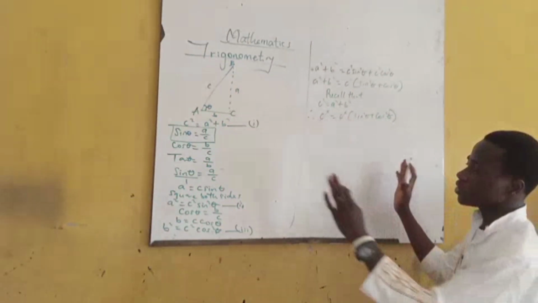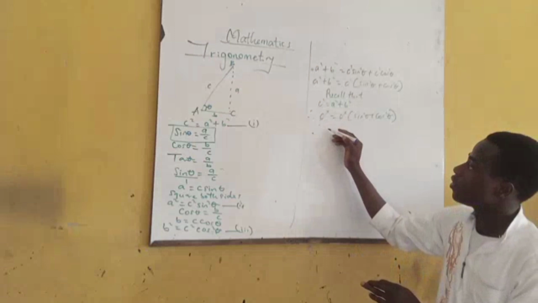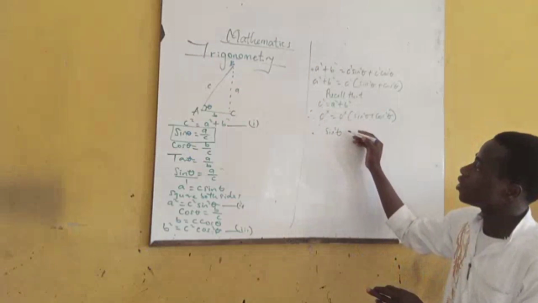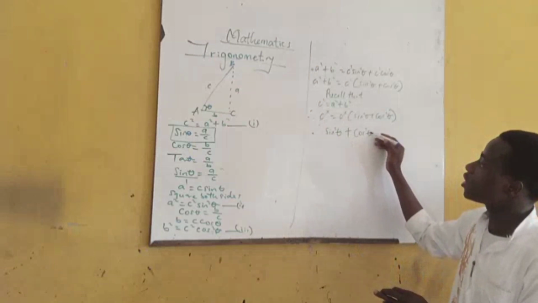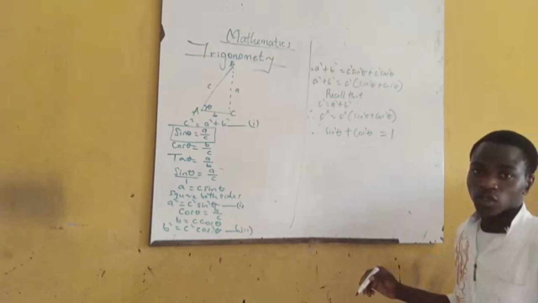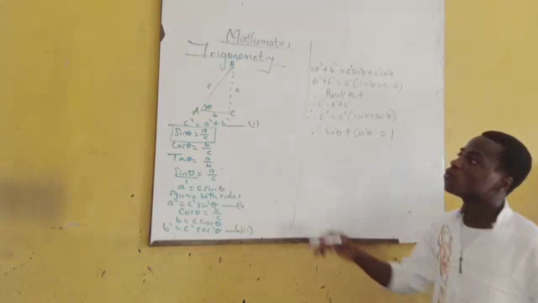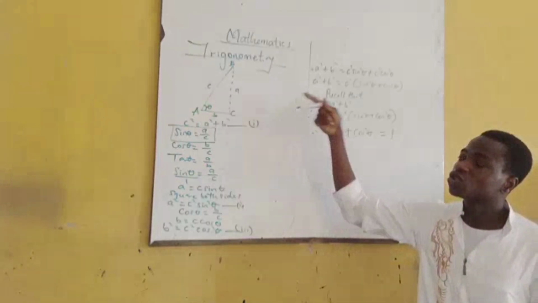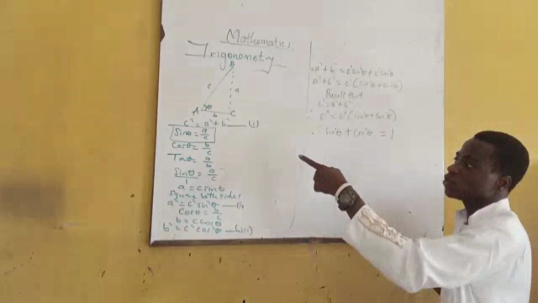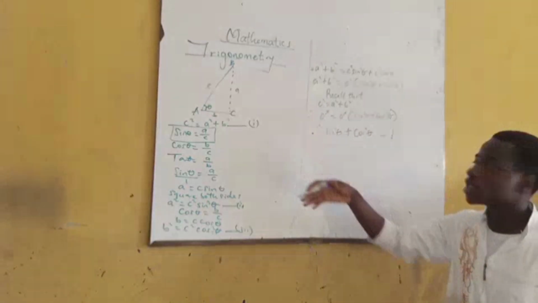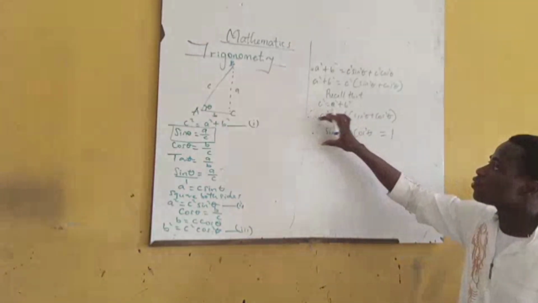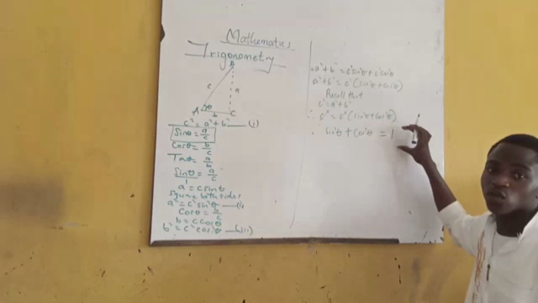So I can interchange and say therefore sine squared theta plus cos squared theta equals 1. It is gotten from trigonometry, that is from triangles. Based on what I explained just now, if you follow it one more time, you are going to understand better how sine squared theta plus cos squared theta equals 1.